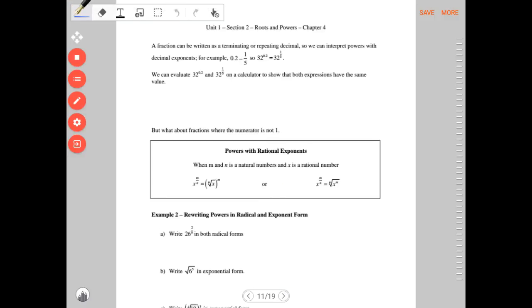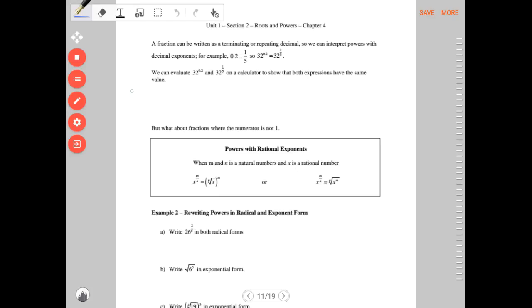All right, next one. A fraction can be written as a terminating or repeating decimal, so we can interpret powers with decimal exponents. For example, 0.2 is 1/5. So 32 to the 0.2 is the same as 32 to the 1/5. If you knew that 0.2 was 1/5, then awesome, good on you. Not everyone knows that, and that's fine. But you can use your calculator to help you transform those decimals into the fraction so that we can see what the index on the radical is.